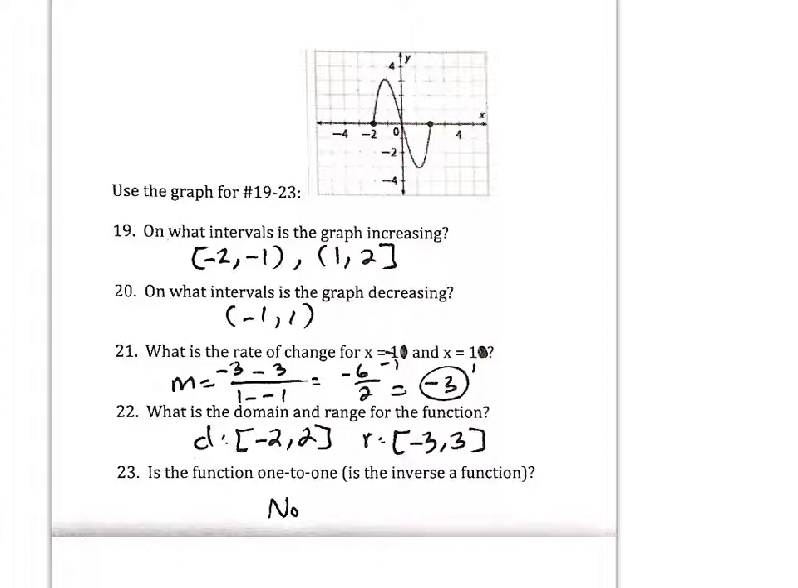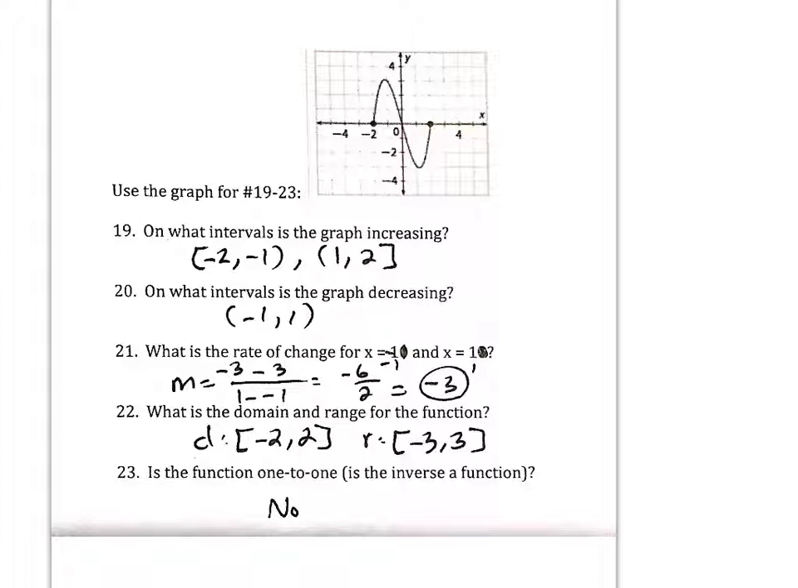22, domain and range. Domain, there's no arrows, so it stops. Domain is x's. How far left and right it goes? It goes from negative 2 to positive 2. Range is how far up and down it goes. It goes from negative 3 to positive 3.